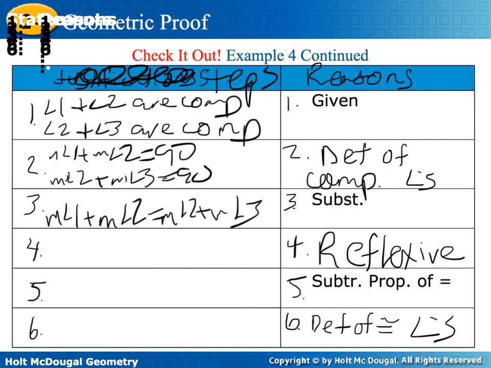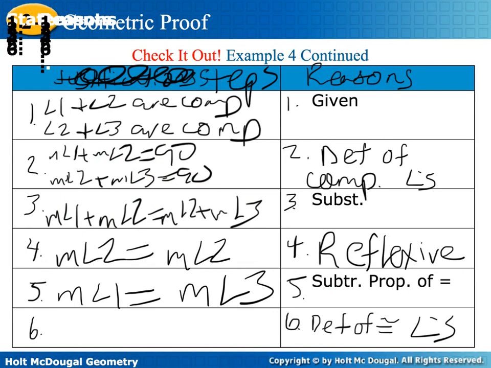Now I have to say, before I take things away, I'm going to subtract these. I have to say what they're equal to. Measure of angle 2 equals measure of angle 2. That's the reflexive property. Now, by the subtraction property, I can take it away from this first line. So I'm taking 2 away from this side and 2 away from that side. That's the subtraction property of equality. When I do that, they went ahead and simplified it. I've got the measure of angle 1 equals the measure of angle 3. Now to get back to my congruent, I just say angle 1 is congruent to angle 3, and that reason is because of the definition of congruent angles.